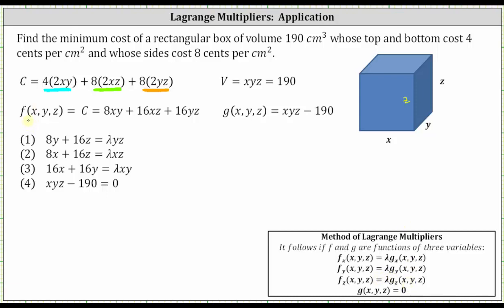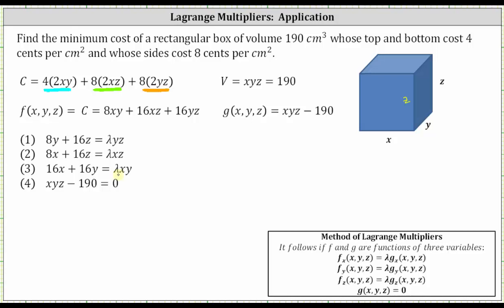For the partial of f with respect to z, we differentiate with respect to z, treating x and y as constants, which gives us 0 plus 16x plus 16y, or 16x plus 16y, and then we have equals lambda times the partial of g with respect to z, which is just xy. And our fourth equation is g of x comma y comma z equals 0, which in our case is xyz minus 190 equals 0.